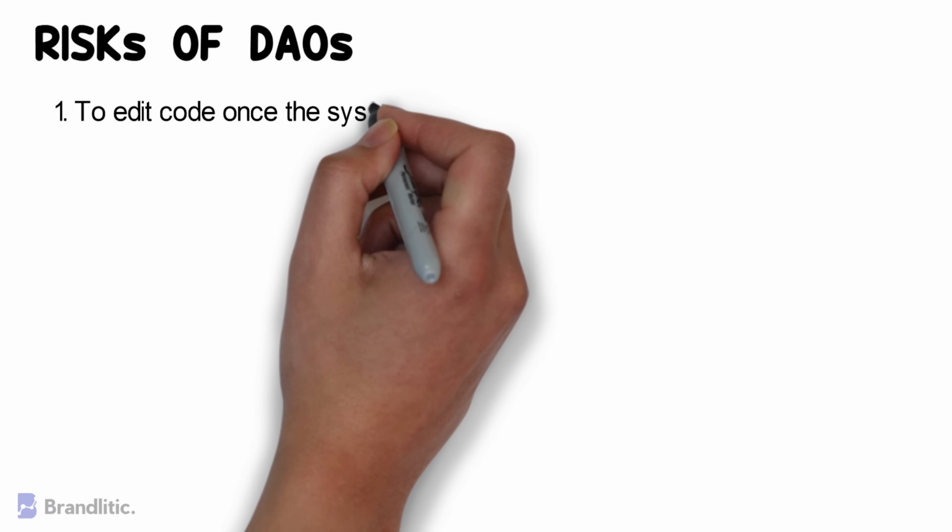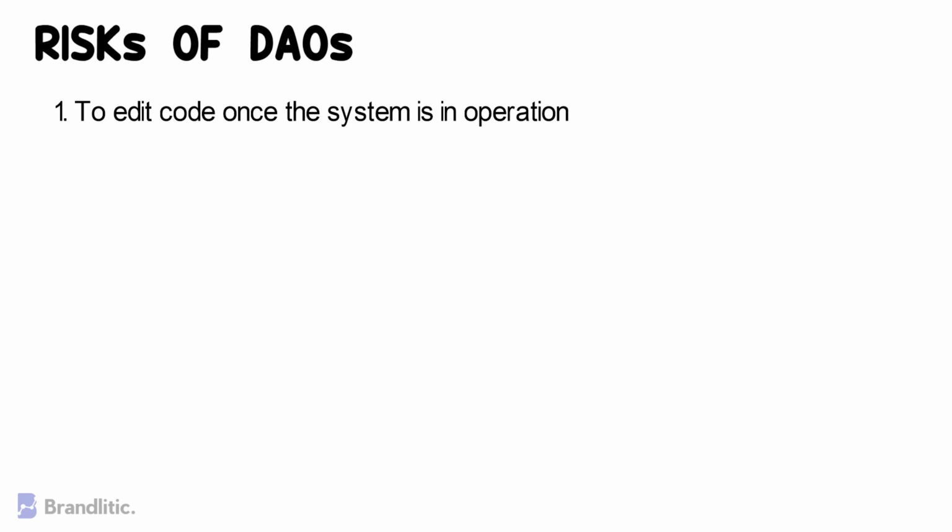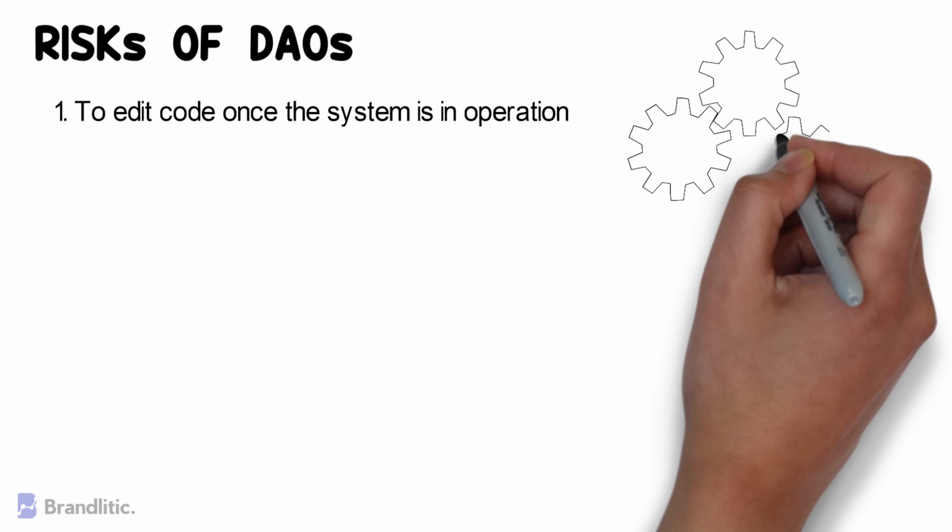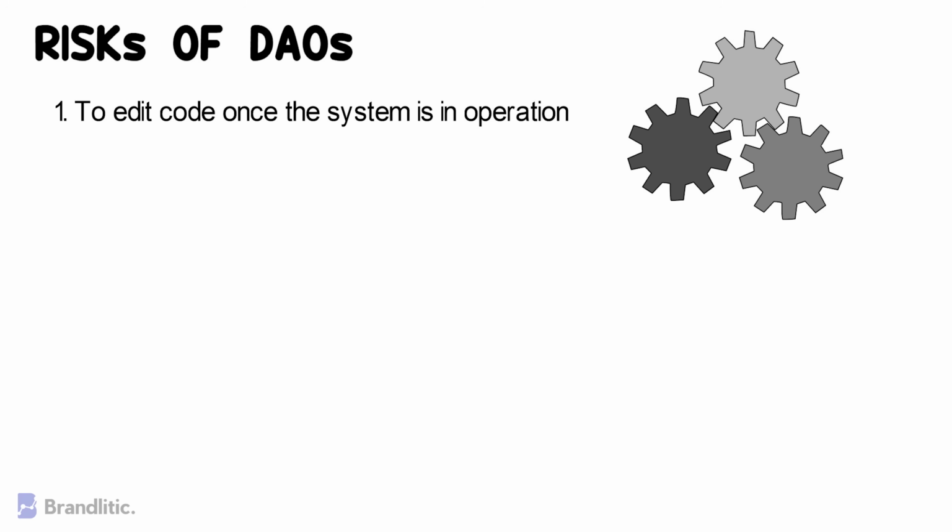Further, to sum up the risks of DAOs, we can say that first, a DAO's code is clearly visible and difficult to edit once the system is in operation. This makes it easier for hackers to exploit bugs and loopholes in the code, which was one of the factors that contributed to the DAO's massive hack in 2016.